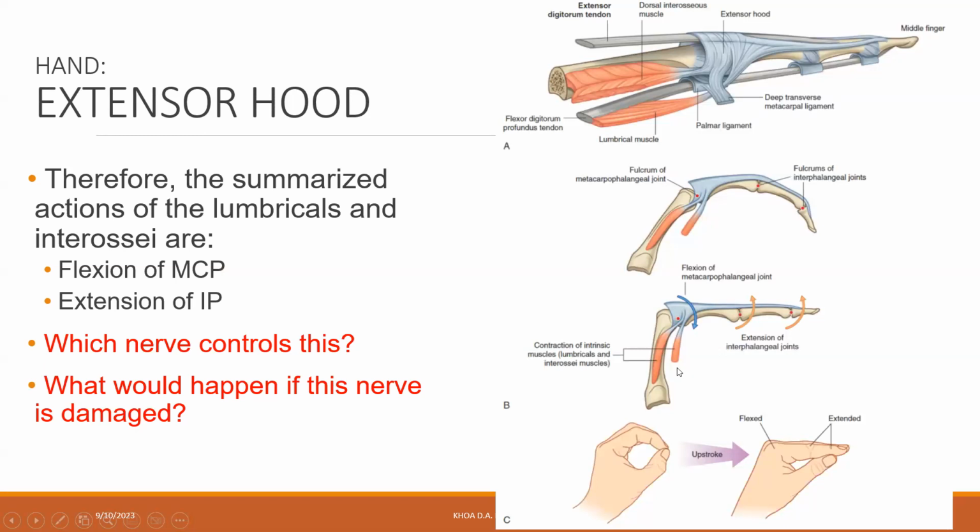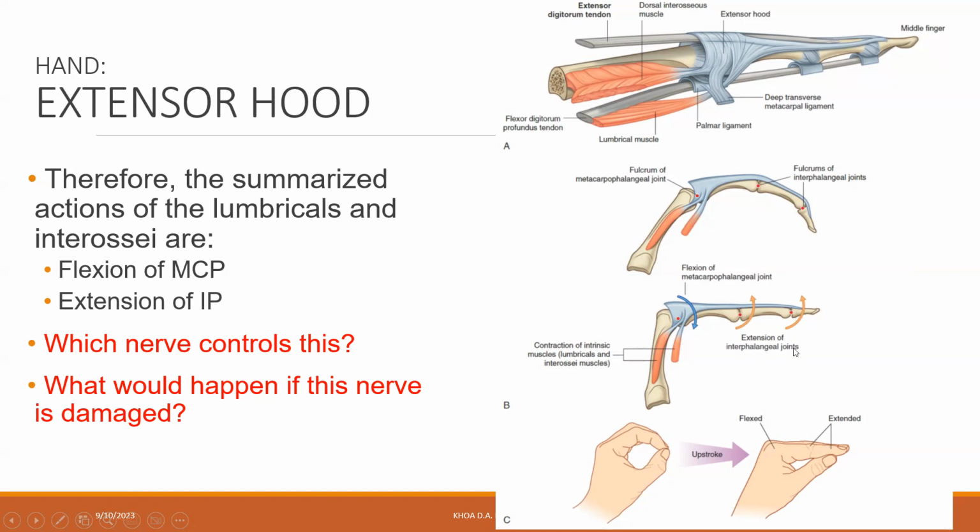And now, almost all of these muscles that do this action, all the interossei muscles, as well as the two lumbrical muscles on the more medial side, 3 and 4, the third and the fourth lumbrical muscles. Which nerve controls all of those guys? The ulnar nerve, okay, the ulnar nerve. So now if the ulnar nerve is damaged, what would happen? What do you think would happen?